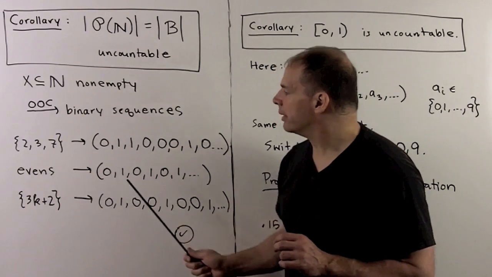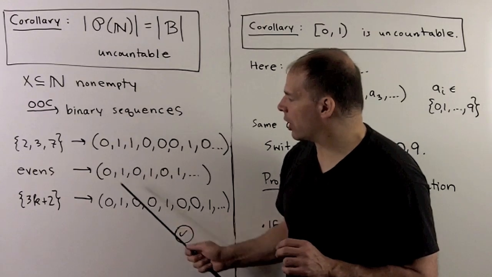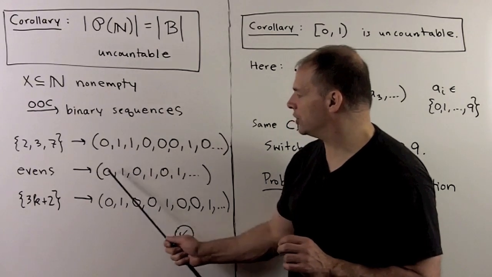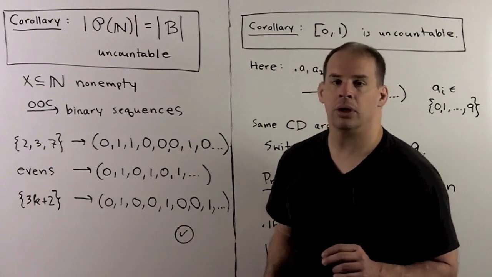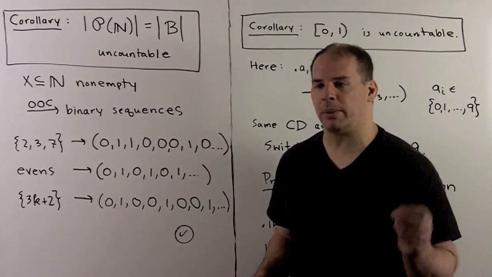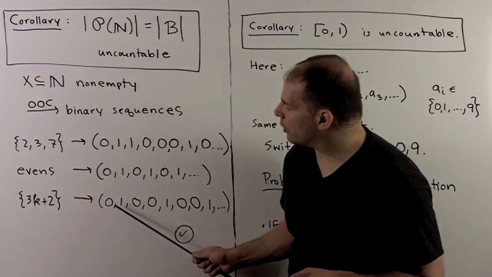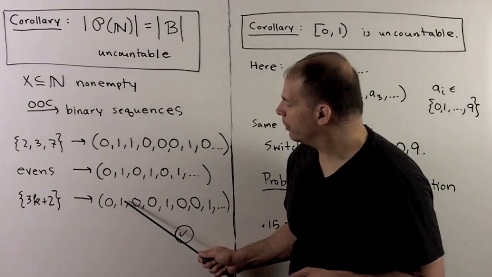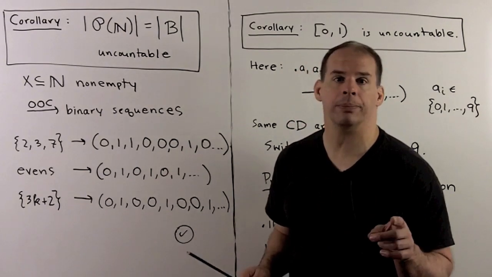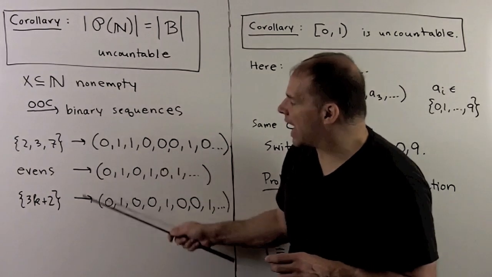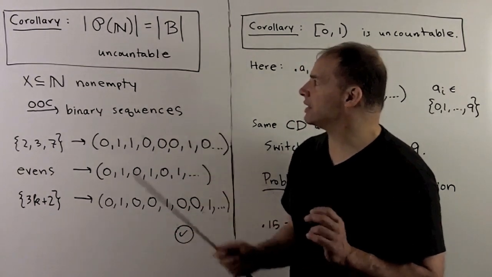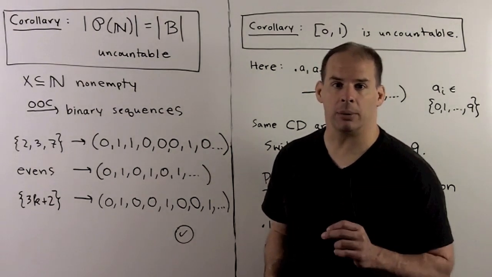For the evens, well, for 1 we have a 0, for 2 we have a 1, for 3 we have a 0, so we're just going to alternate between 0s and 1s. For the set of all natural numbers with remainder 2 upon division by 3, I'll start with a 0, then we have a 1 for 2, then 2 zeros, then a 1, 2 zeros, and a 1, and so on. So this assignment is going to be a one-to-one correspondence, so these two sets have the same cardinality, so uncountable.